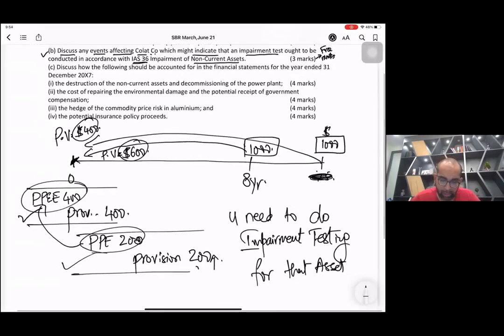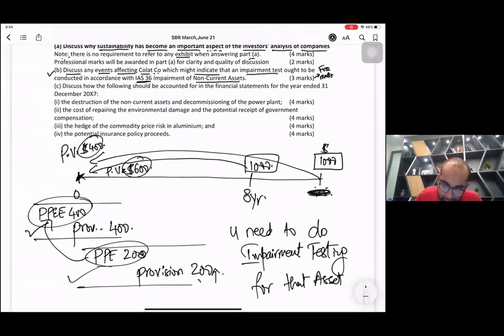This is the treatment of, wait, let me check the requirement. Discuss how the following should be accounted for in the financial statement: the destruction of non-current assets and decommissioning of power plant. Another 4 marks. Believe me, whatever I've discussed, this is the solution. Obviously you need to write it in theory, but this is the solution.